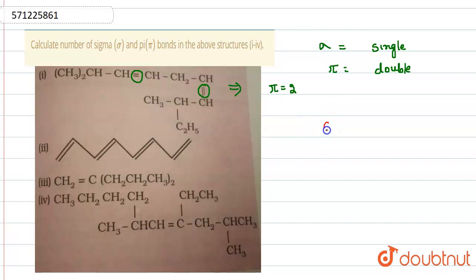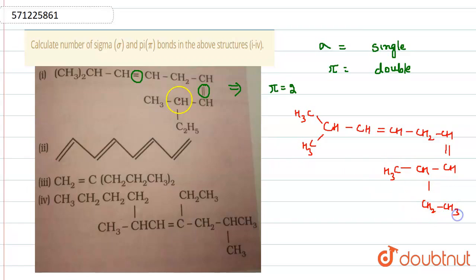For this, we will write the structure like this. It will be CH double bond CH, CH2, CH double bond CH, CH, CH3, CH2, CH3. So now we will calculate from here. This carbon is attached to 3 hydrogens, so it is attached with 3 sigma bonds. This is 1 sigma bond, this is also 1 sigma bond.